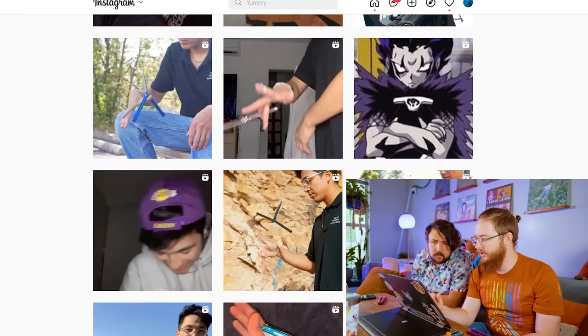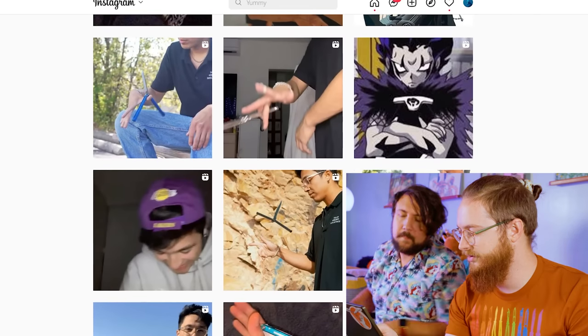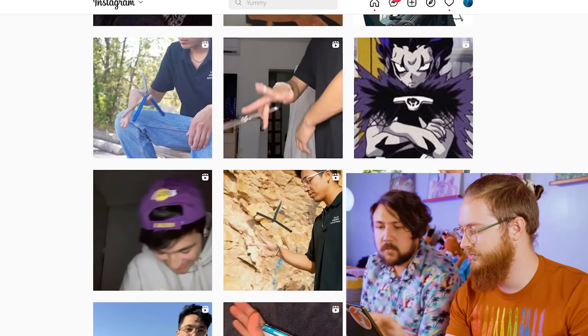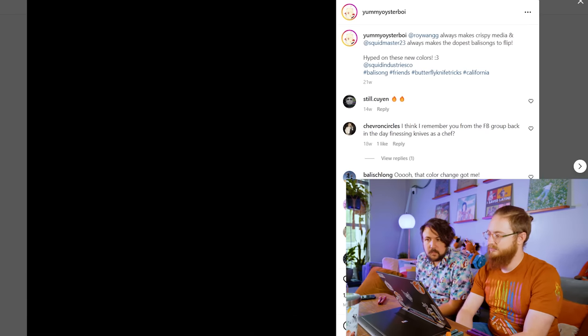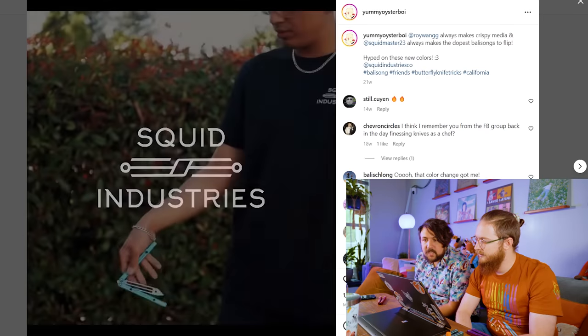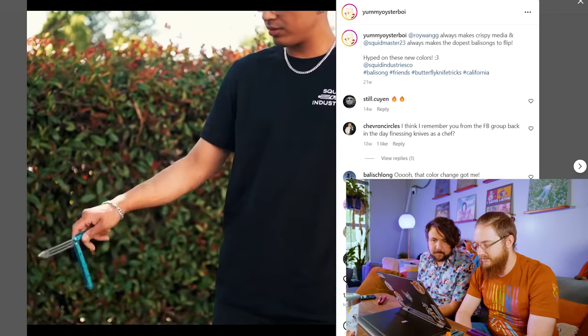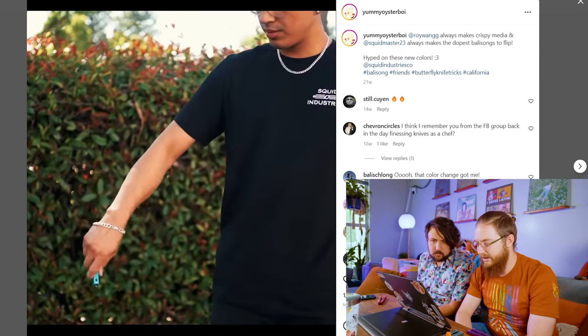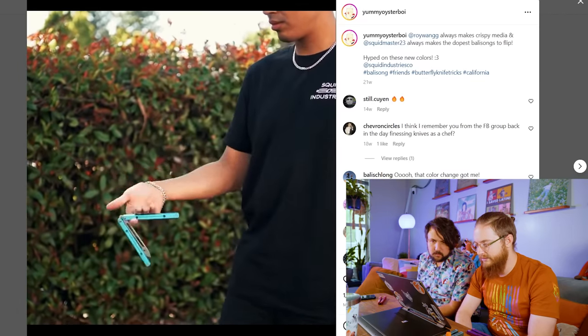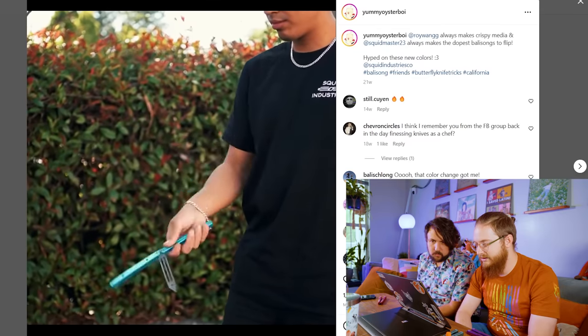All right, I kind of want to look at this one right here, with the teal Squiddy or squid trainer. Boy, always makes crispy media. All right. Ooh, that's slow-mo too.